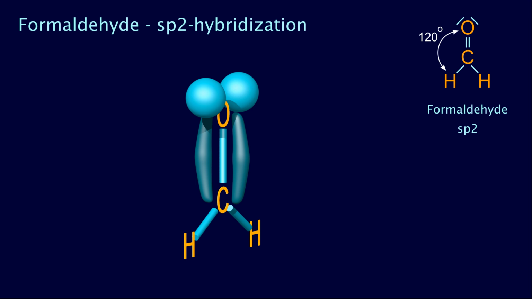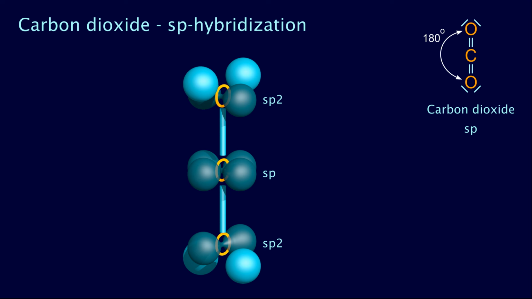Now let's take a look at carbon dioxide, where one partner, the carbon atom, has an sp hybridization for its orbitals, and the other two molecular partners, the oxygen atoms, have an sp2 hybridization. So the carbon has only two sp orbitals, which differ by an angle of 180 degrees, and then two remaining p orbitals, which are perpendicular to this axis. And the oxygen atoms have sp2 hybridization.